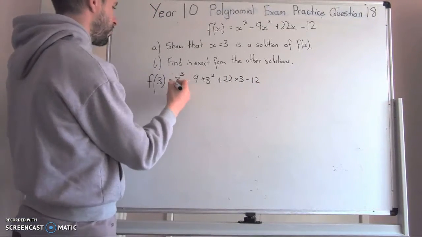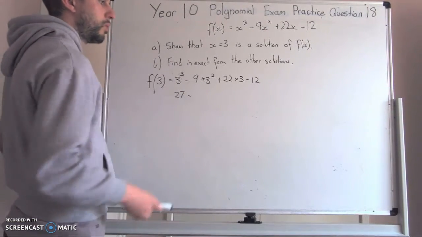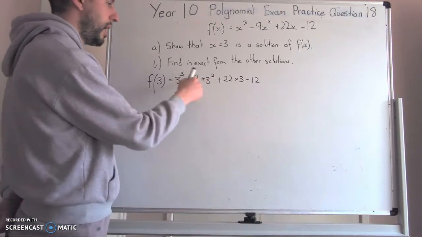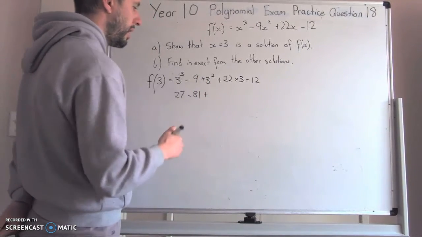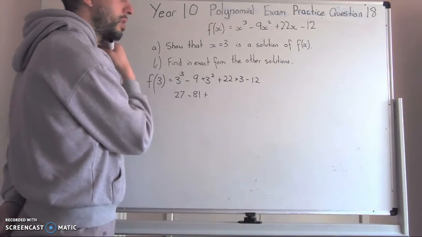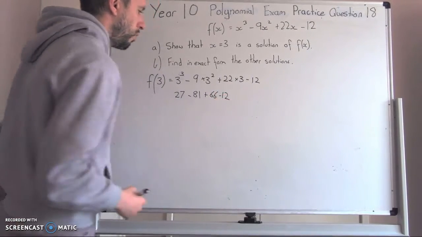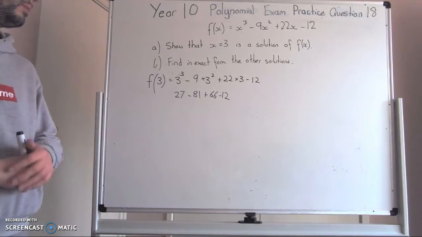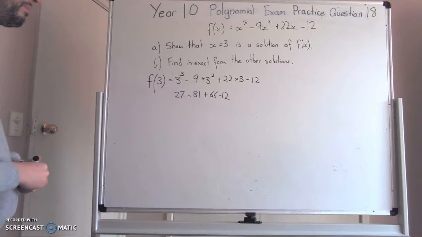3 to the power of 3 is 27. 3 squared is 9. 9 times 9 is 81. Plus 22 times 3 is 66 minus 12. So now we just need to simplify this.